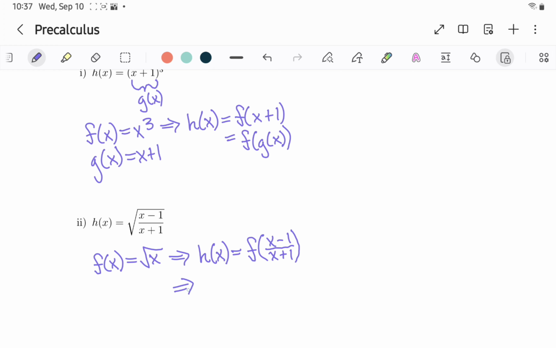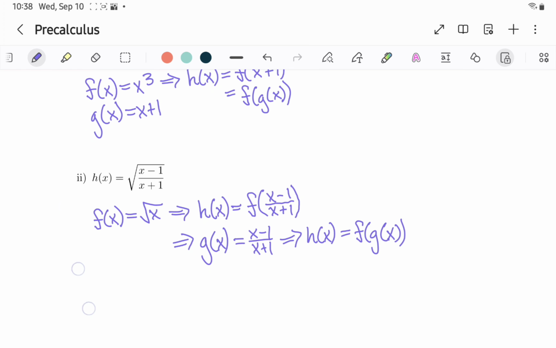Trying to think how I want to organize this. So let's take g of x equal to x minus 1 over x plus 1. And so this gives us h of x equal to f of g of x, just like we desired. Okay, and that's it for 1.4.